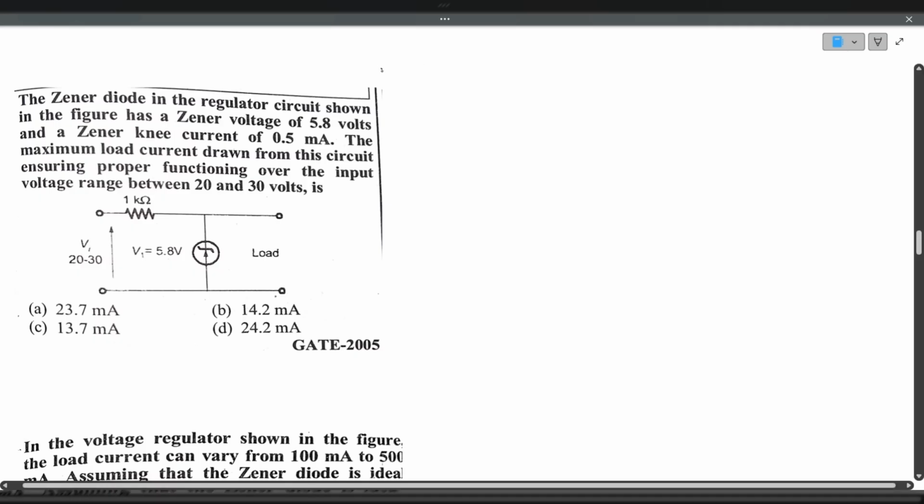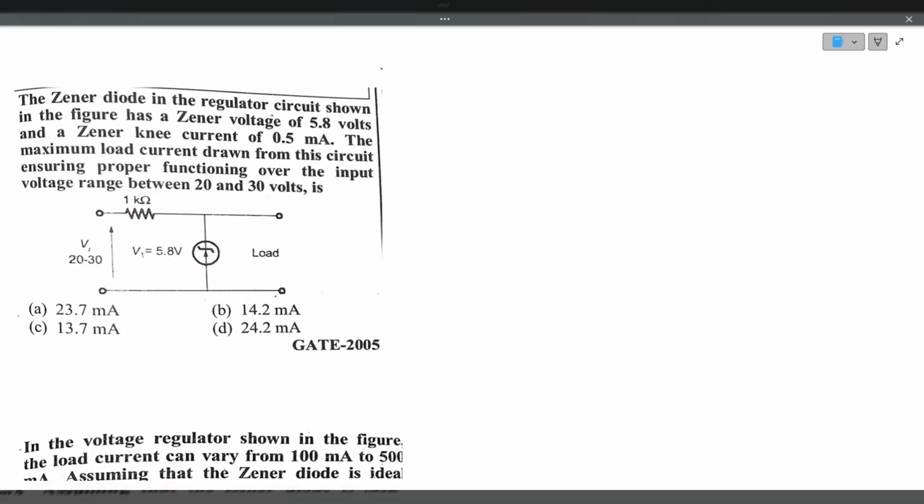Now we'll solve the next question. The Zener diode in the regulator circuit shown in the figure has a Zener voltage of 5.8 volts. Zener breakdown voltage is 5.8, and the Zener knee current, so Zener knee current means he's giving IZ minimum, is 0.5 milliamps. The maximum load current drawn from the circuit ensuring proper functioning over the input voltage range between 20 and 30 volts is. So the input is varying between 20 and 30 volts, and IZ minimum is given as 0.5 milliamps. He's asking maximum load current, IL max.